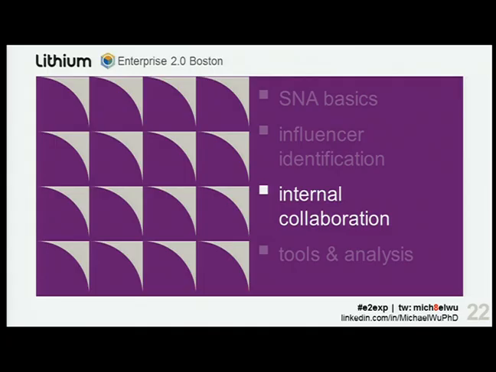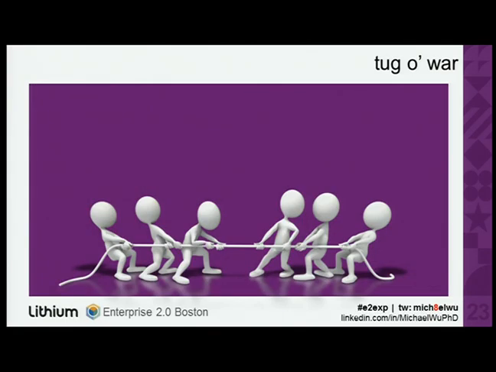Once we've constructed the graph, we can compute all the different network metrics and then quantify who is the influencer in the network. Now, let's look at another application, internal collaboration. That comes down to a tug-of-war between 2 things: the relevant relationship that you care about and the data that you can get your hands on.